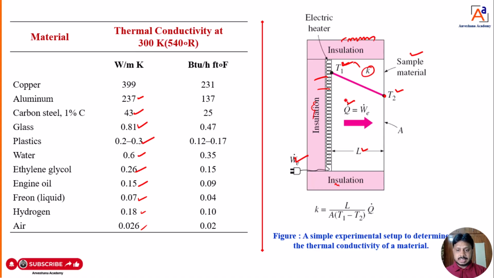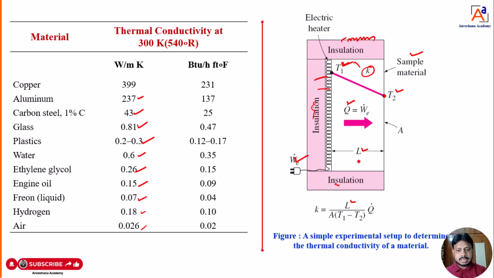Now with the help of this data, dear students, I will switch on the electrical heater, then it will get heated, this becomes the high temperature region, that is T1. I will take the reading of T1, then I will take the reading of T2, then I will measure the thickness of the sample material or metal. With the help of this data, I can calculate the thermal conductivity. How? Again, Fourier's law. So what is that? K is equal to L into Q divided by A into T1 minus T2.